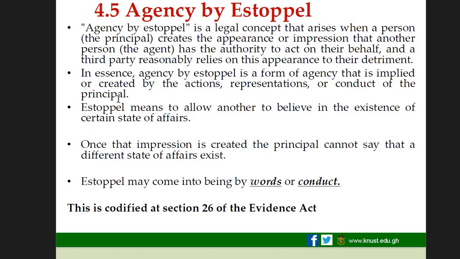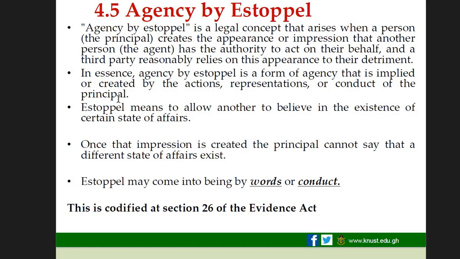So we are saying estoppel means to allow another to believe in the existence of a certain state of affairs. Once the impression is created, the principal cannot say that a different state of affairs exists. Estoppel may come into being by words or conduct. So if a third party relies on that belief and suffers a loss, the principal cannot deny it.